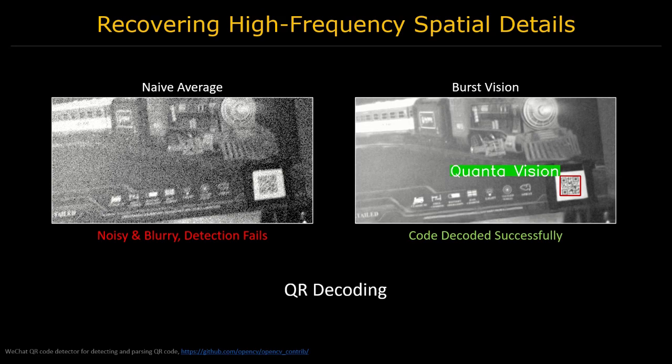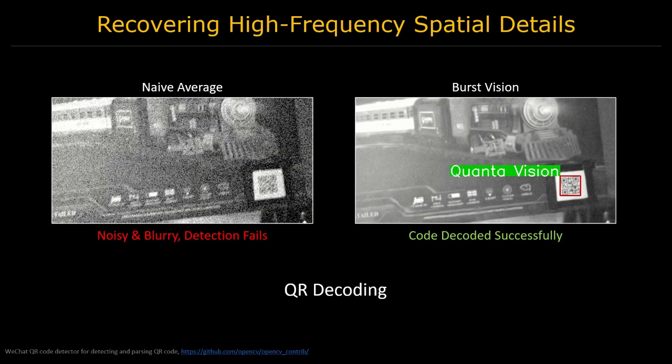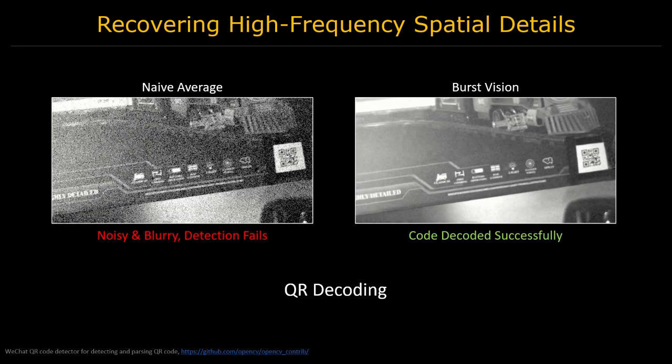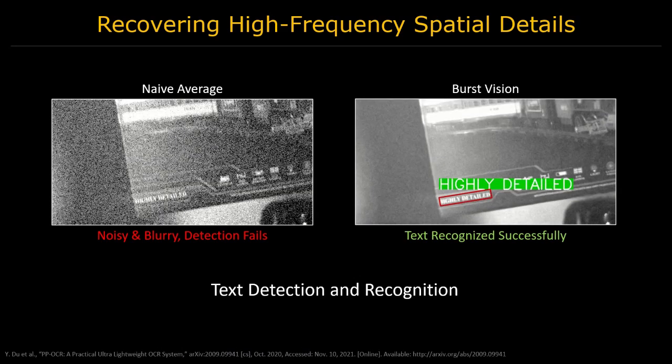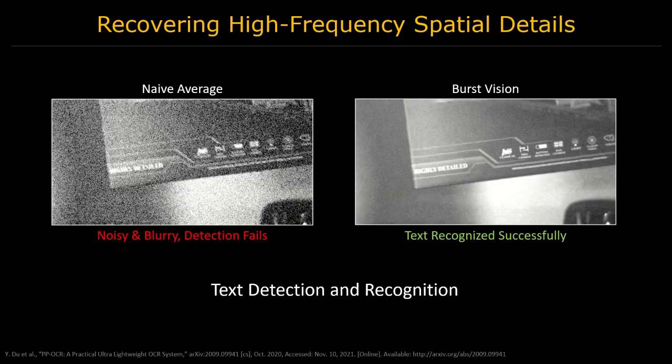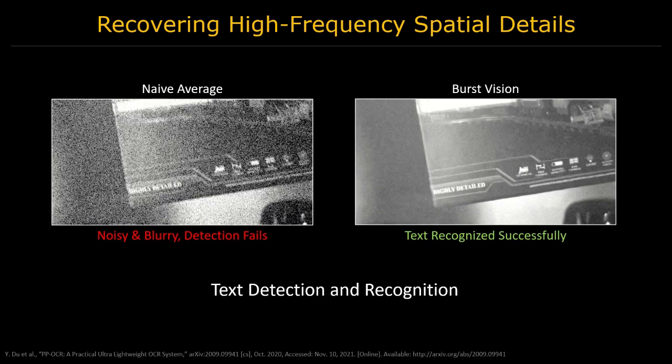In addition to recovery of high-level semantic information, many computer vision tasks also involve the recovery of high-frequency spatial details. In this example, we show a fast-moving QR code in a dark environment. Naive average generates noisy and blurry results, while burst vision gives a clear image where the QR code is correctly decoded. The same sequence is also used to evaluate text detection and recognition. Similarly, burst vision gives a sharp image for text detection.